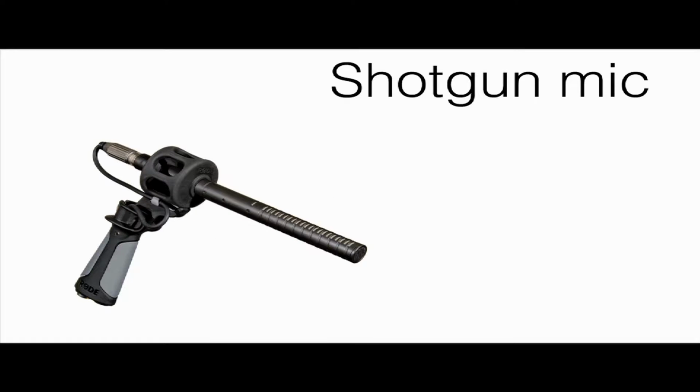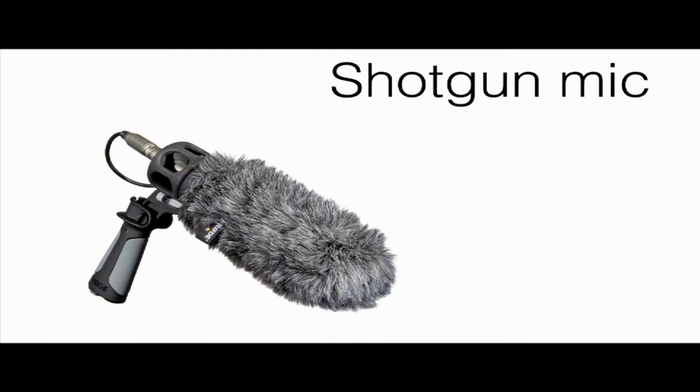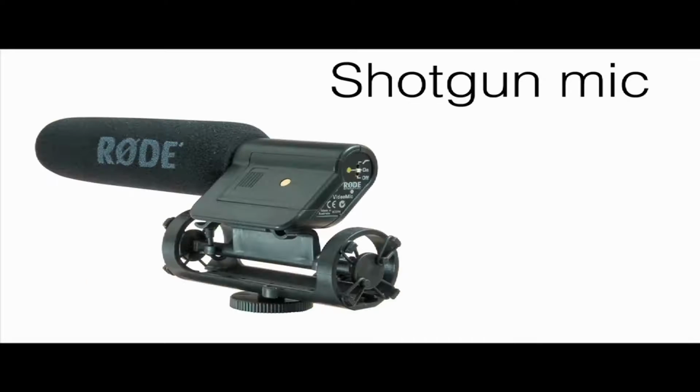There are 4 types of microphones, including shotgun microphone. This is usually used for filming alone. It is most commonly attached to the camera, which helps it pick up the right sound, as long as it is pointed in the right direction.